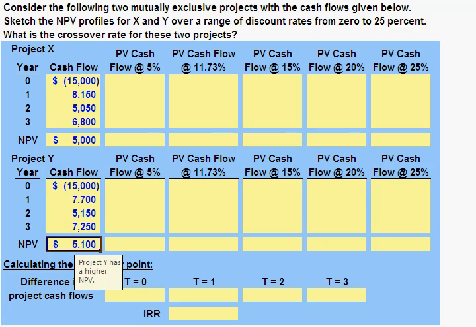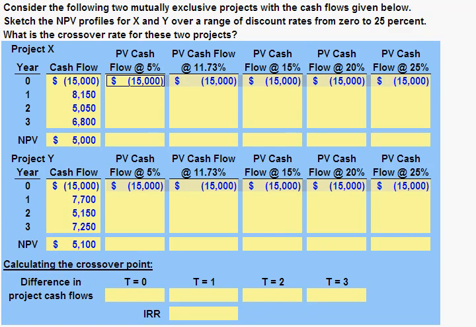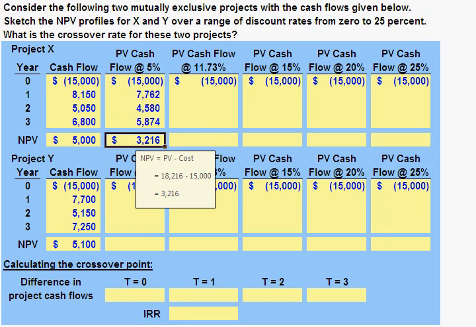At a 5% discount rate, and in fact at all discount rates, the present value of the time zero cash flows will equal the time zero cash flow itself. So let's go ahead and fill that in. At a 5% discount rate, we get the following present values for project X and a net present value of $3,216. That's the $18,216 in present value minus the project cost.